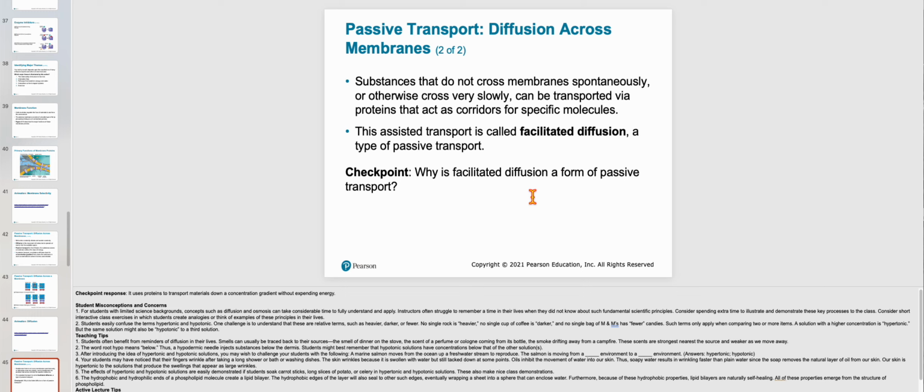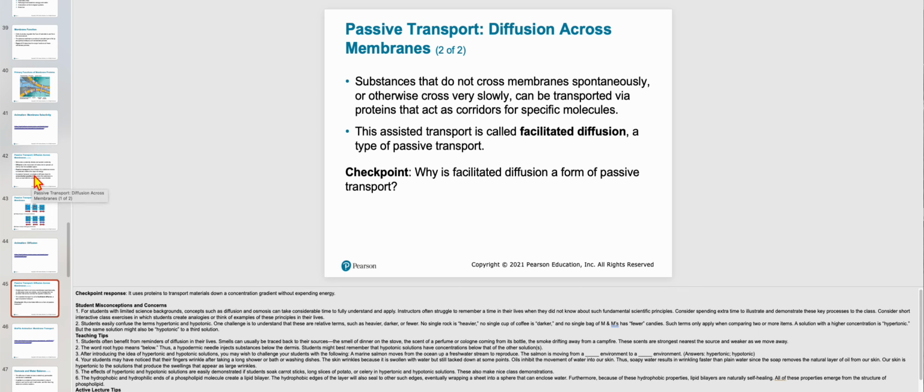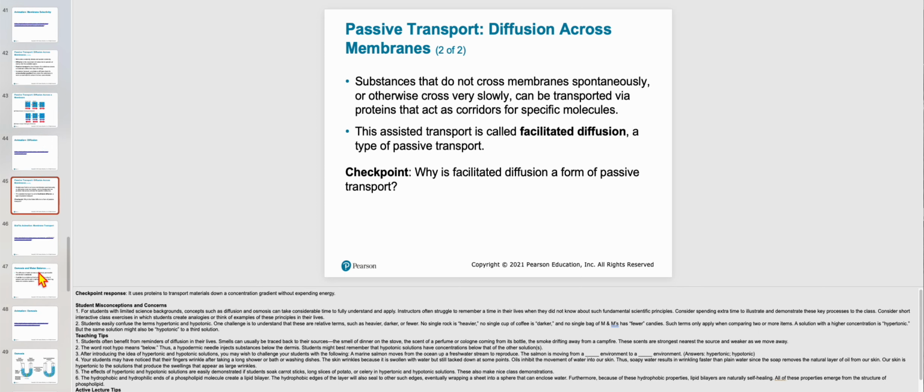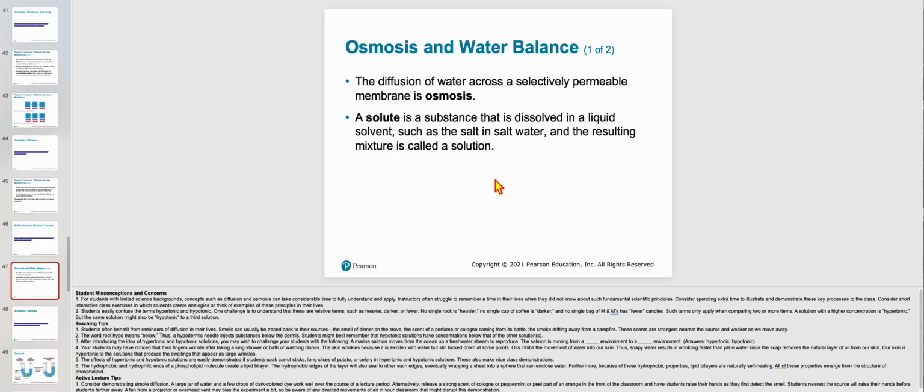I'm saying that to you this way because usually there's a picture at the end of the chapter, not here yet. Next slide. Okay, the next slide is osmosis. So we're still on passive, adding another bullet to passive. We had diffusion, then facilitated diffusion, and now we have osmosis under passive.